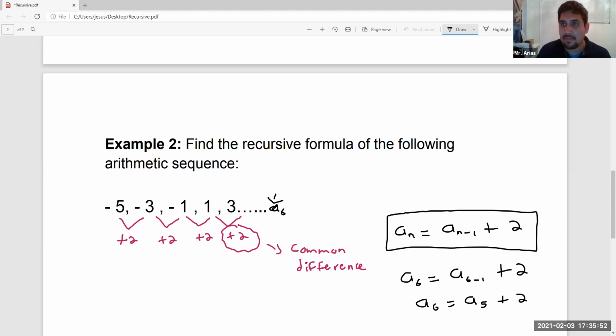If I want to get this term, I have to take 3, which is the previous term in my sequence, and then if I add the common difference to it, we get the next term, which is the 6th one in this case. So here we add 3 plus 2, and the answer will be 5. So that means that 5 would be my 6th term, also known as a sub 6. So this is kind of an application of this recursive formula of an arithmetic sequence.